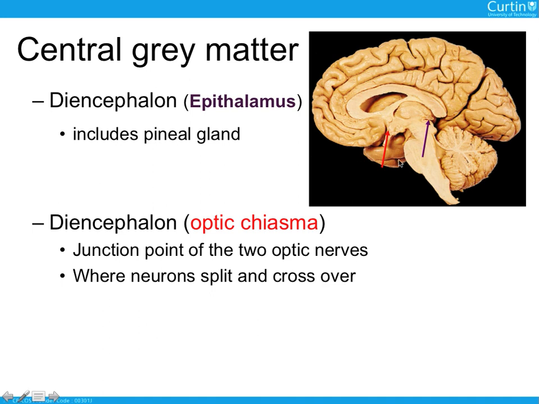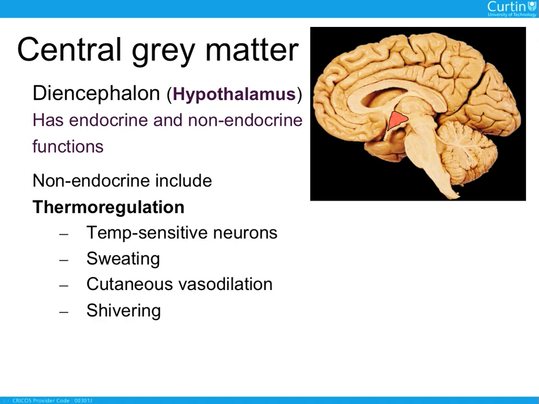Right, another bit. The optic chiasma. You'll see it here. It's where two parts of the optic nerve join. And it's where some of the neurons of the optic nerve split and cross over to ensure they get to their correct hemisphere. Right, diencephalon, hypothalamus.